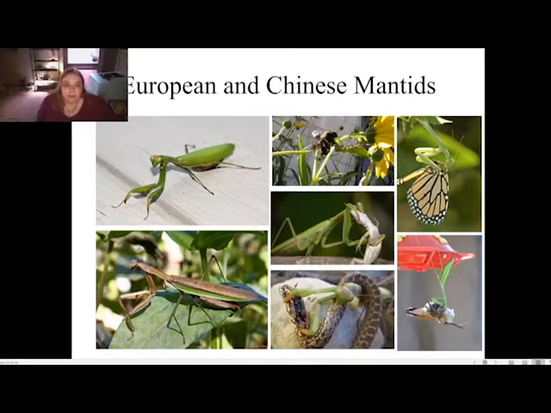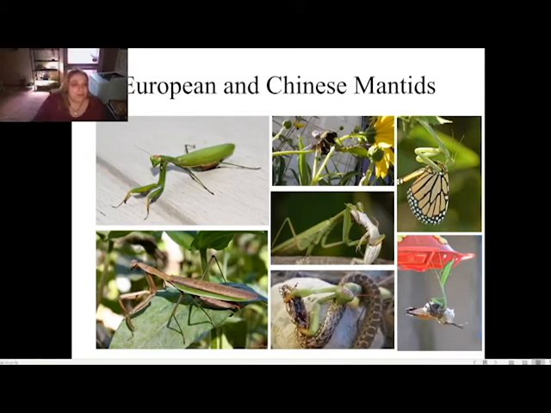And what has to happen is we need to spread awareness really about these guys, because so many people still think that they are native and that you can't kill them, they're protected. I still hear it all the time from people that mantises can't be killed because they're protected, but it's not true at all.